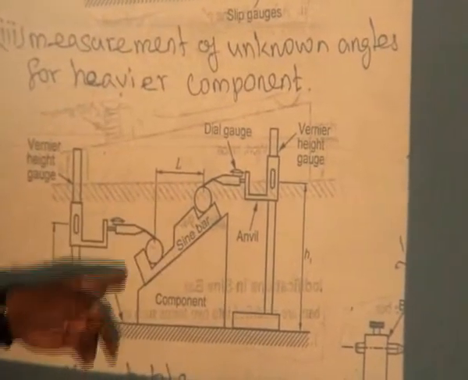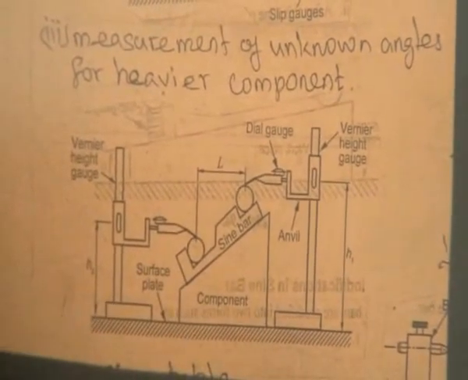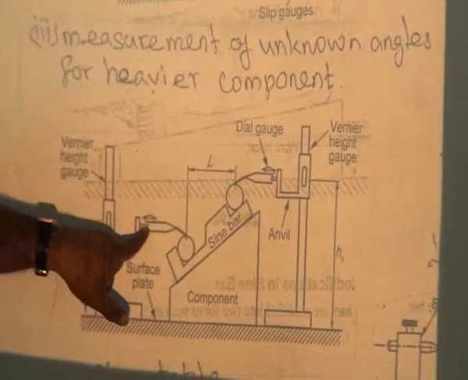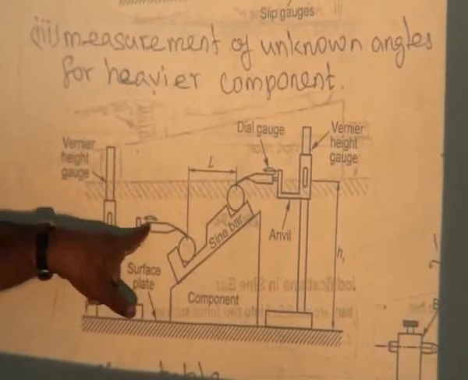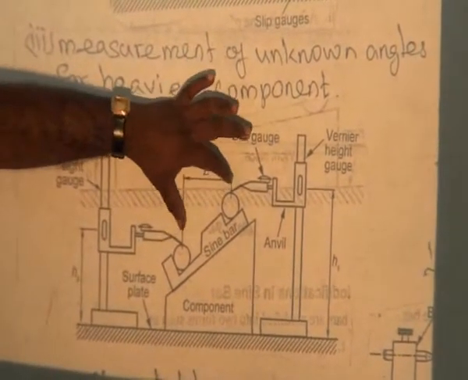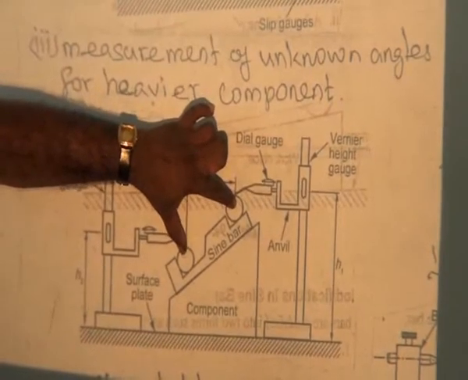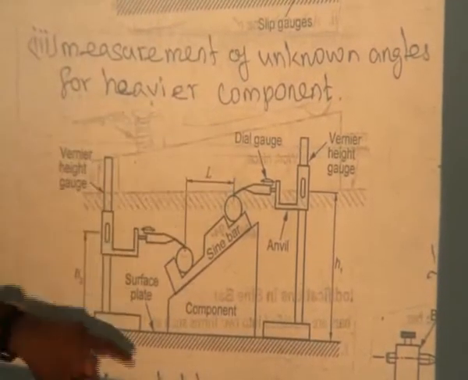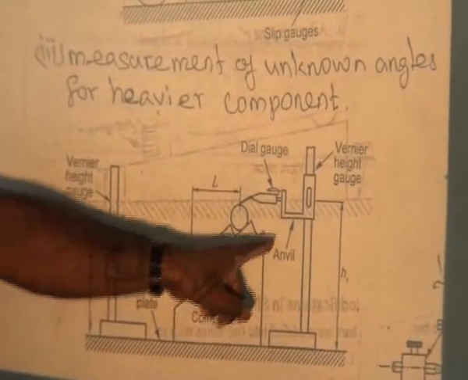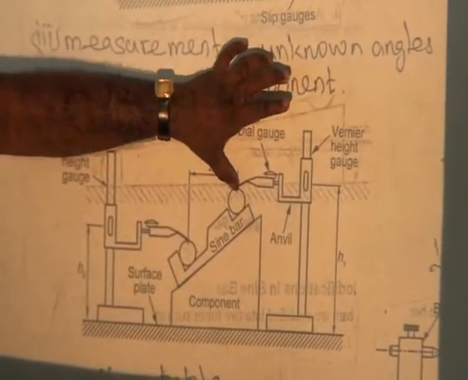So locate this position. Then we have to check the height of this component by using this one roller. The middle roller: we have to touch the component surface only on the middle of the roller, because we have to set it middle to middle of the roller. That is the measurement of the L. So this point only touches the middle of the roller. On the other side, the other vernier height gauge touches the middle of the roller.